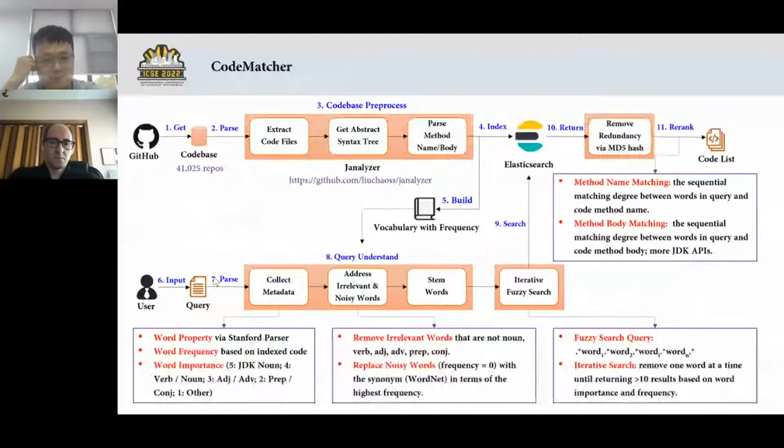From step 1 to step 4, we build an index for the code base, such as in the information retrieval model. From step 5 to step 8, we simulate the advantages of deep learning models, such as collecting metadata and addressing irrelevant noise words and stable words. We perform a further search to retrieve some candidates from the indexed code base, and we finally remove some redundancy and re-rank the code list according to our designed algorithm.